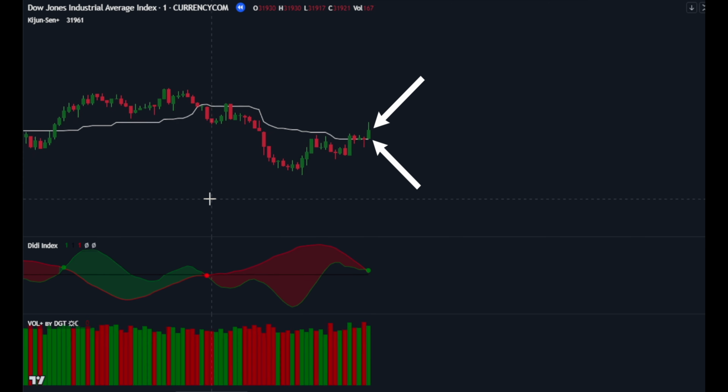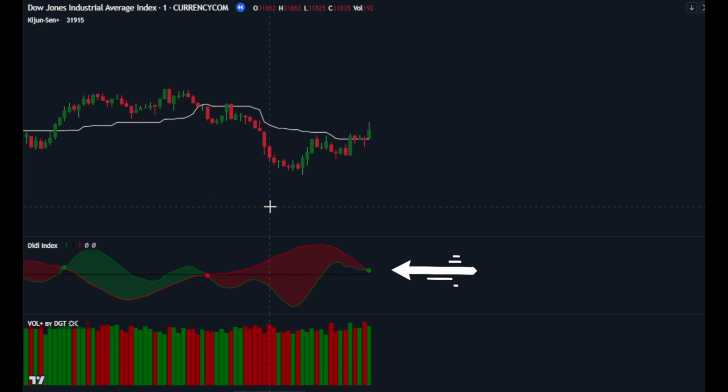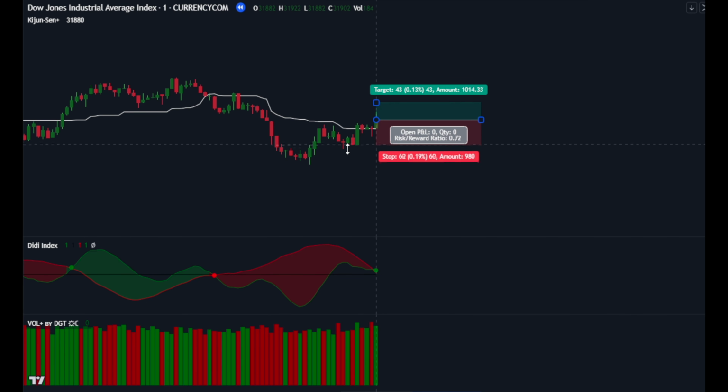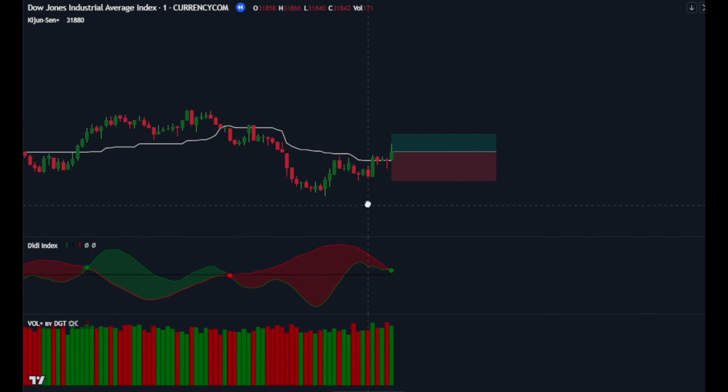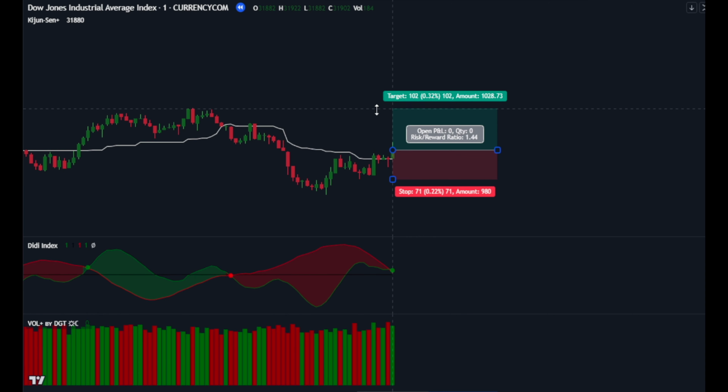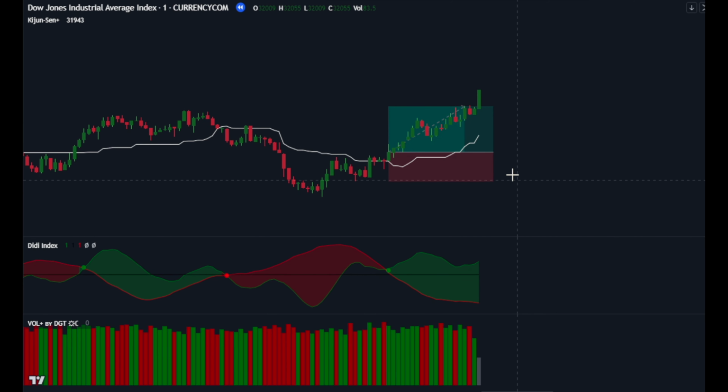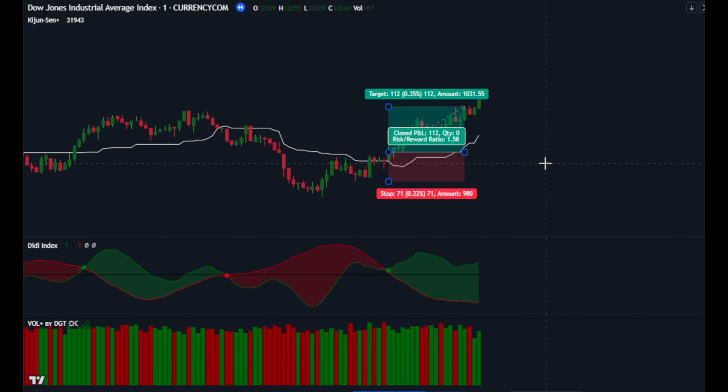The price is above the Kijun-sen. The DD Index shows us the bullish signal. We have enough volume, so we take a long trade. We set our stop loss at the closest swing low, and our take profit will be a risk-reward ratio of 1 to 1.5. We see that it was a winning trade.